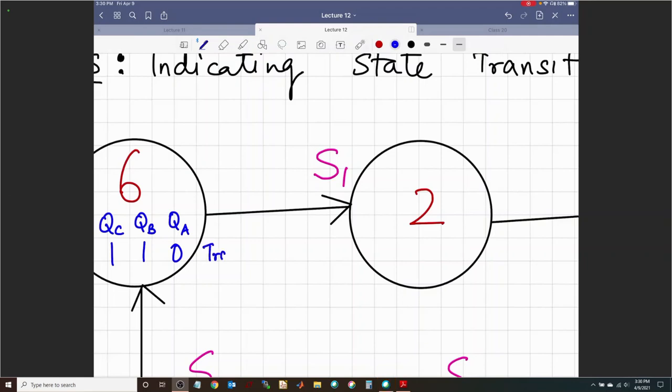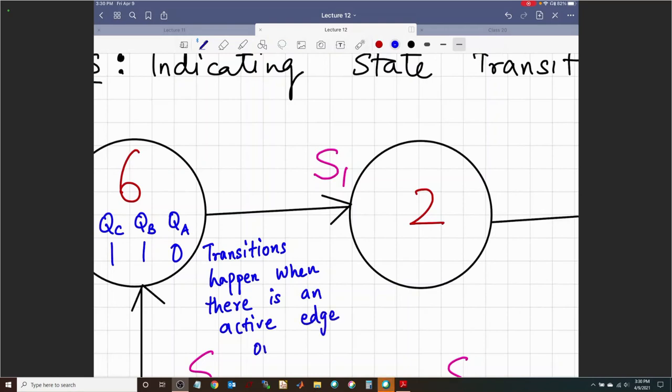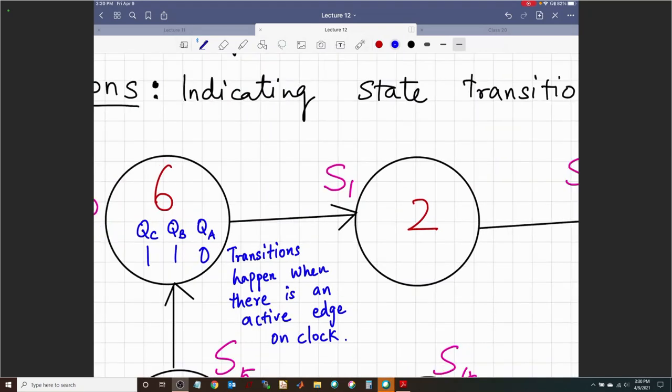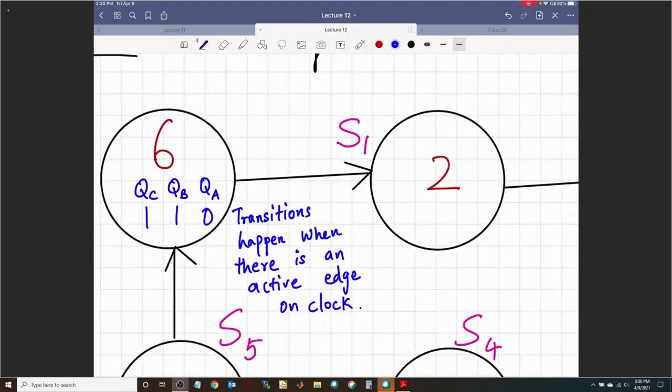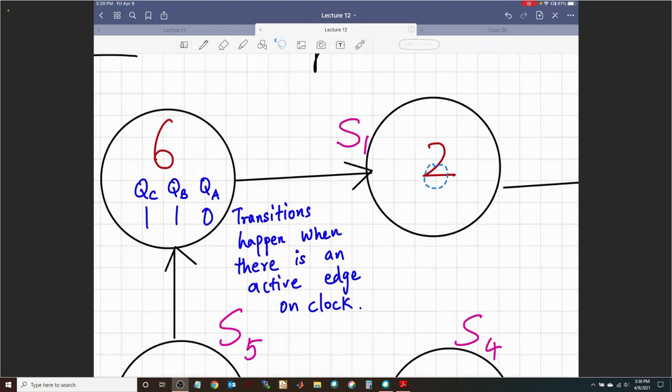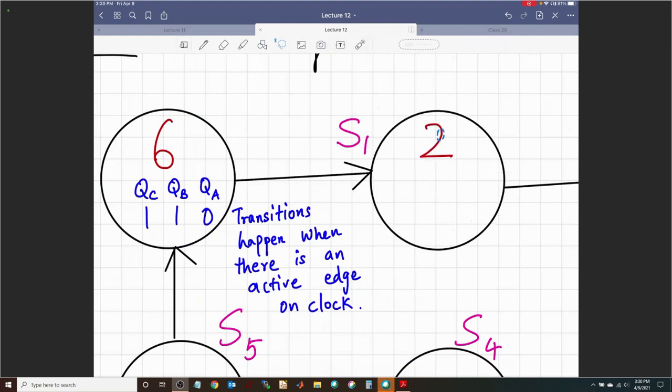And whenever I have an active edge on the clock, you see the transitions happen. It could be positive, could be negative. Active edge on clock. So from 6, it should go to 2, right? That means QC plus, QB plus, QA plus, the next states, should be 0, 1, 0.